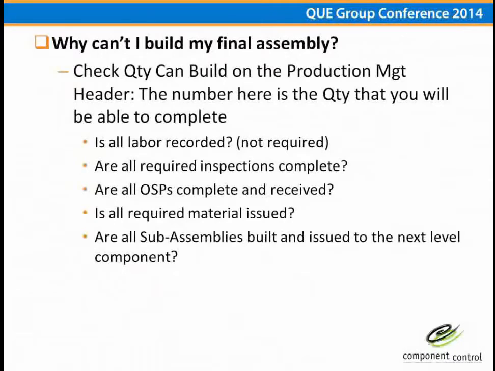So the first thing I think about is all my labor recorded, right? I mean, this isn't required. Quantum's not going to make sure that you have any certain set quantity of labor in the manufacturing order. But as a best practice, we always want to make sure all of our labor is recorded, all of our labor is correct, because that's going to play into the cost of our end item assembly, right? So then I start going through my checklist.